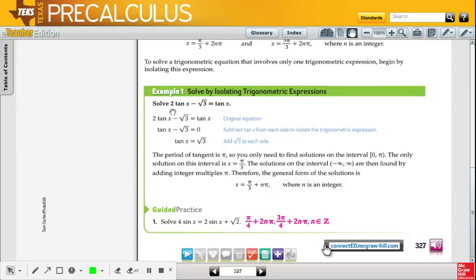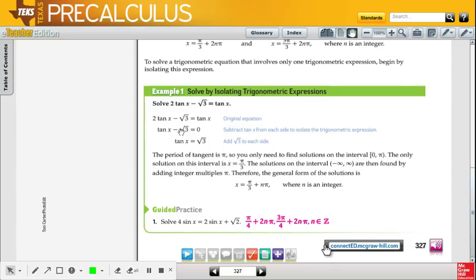So our first example is 2 tangent of x minus square root of 3 equals tangent of x. So what it did is try to get all the tangent of x on one side. So it subtracted tangent of x from the right side and then subtracted from the left side. So 2 tangent of x minus tangent of x will equal tangent of x. Then you're left with tangent of x minus square root of 3.